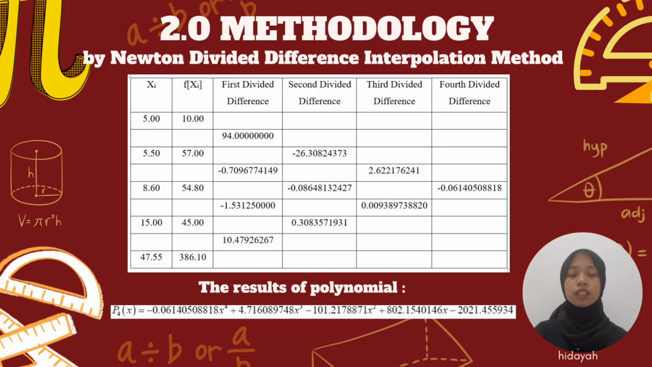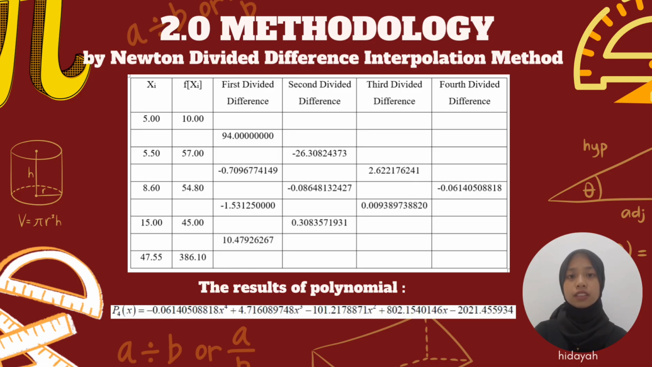Starting from the origin data points, we calculate the first divided differences by finding the change in production values and dividing it by the corresponding change in harvested area. The same process is repeated to obtain the second, third, and fourth divided differences. The purpose of constructing this table is to determine the coefficients needed in the Newton forward divided interpolation formula.